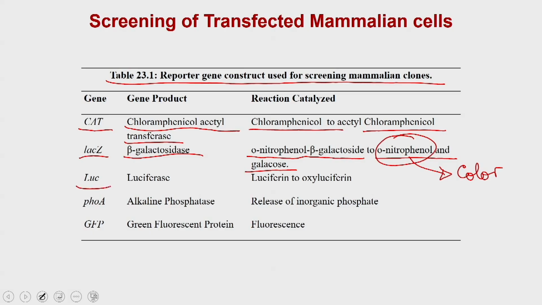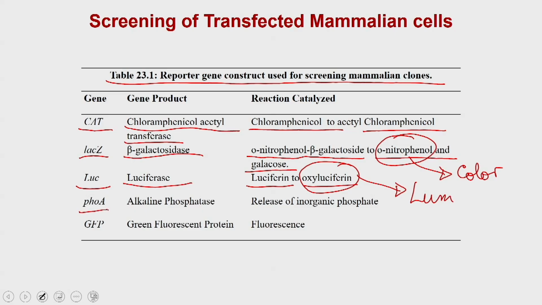Similarly, you have the LUC gene which produces luciferase, and the luciferase enzyme converts luciferin to oxyluciferin, and the oxyluciferin is going to give you luminescence, and the luminescence can be measured in a luminometer.